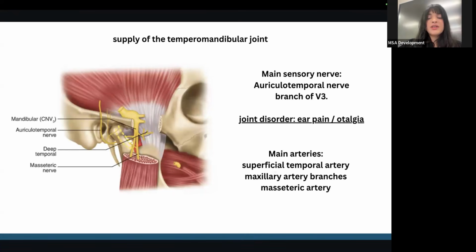The temporomandibular joint is supplied by the sensory nerve, which is the auriculotemporal nerve. So if you have pain in your joints, if you have a joint disorder, it can go up to the ear. The pain can go to the ear because this is referred pain, because the auriculotemporal nerve also supplies the ear. The main arteries supplying the temporomandibular joint are the superficial temporal artery, the maxillary artery branches, and the masseteric artery. It's in the name.